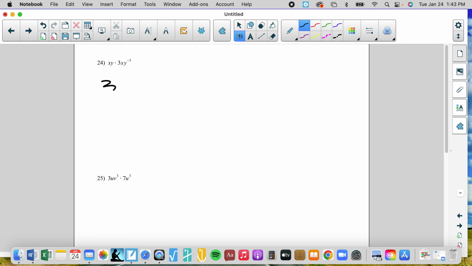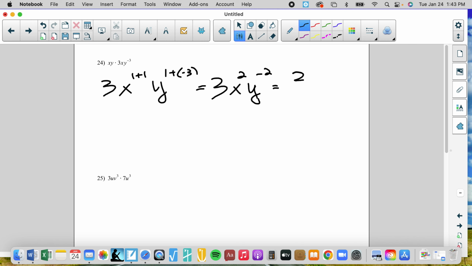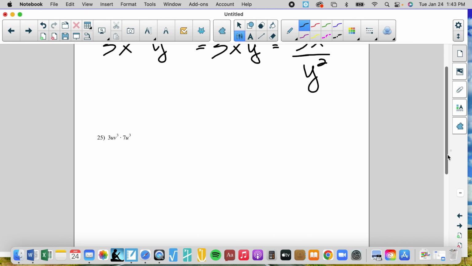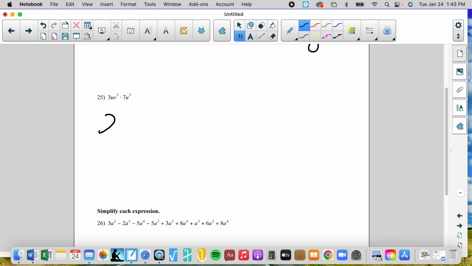Coefficients are 1 and 3, so we get 3, x to the 1st plus 1, y to the 1st plus -3. That gives me 3x squared, y to the -2. And let's get rid of that negative exponent, 3x squared over y to the 2nd. Coefficients, 3 times 7 is 21, u to the 1 plus 3, v to the 3rd, no pair, no partner, 21, u to the 4th, v to the 3rd.